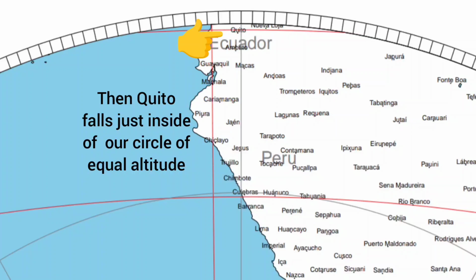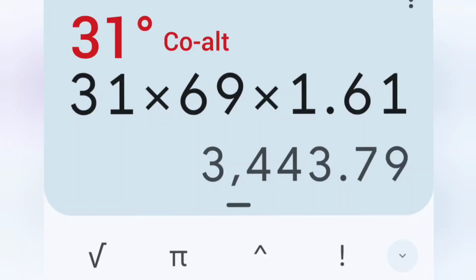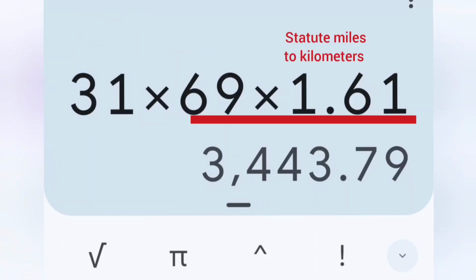Now we will move on to measurement 2. So 31 degrees is our co-altitude, meaning we measured a 59 degree angle. Subtracted from 90 is 31. So we multiply that times 69 statute miles and then multiply that times 1.61 to convert to kilometers. So 3,443 kilometers is going to be the radius of our circle of equal altitude.